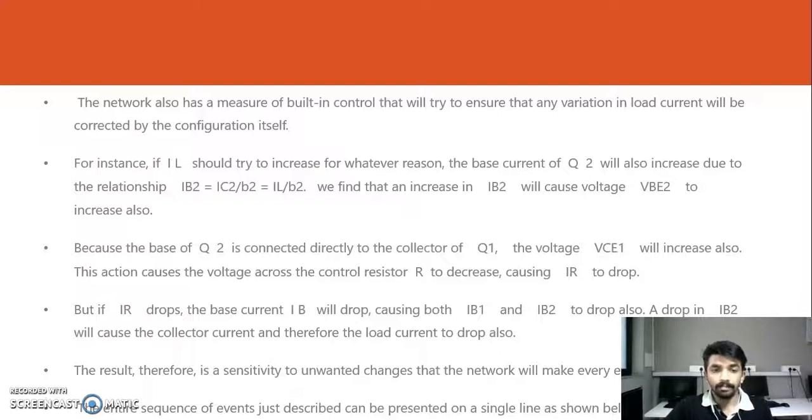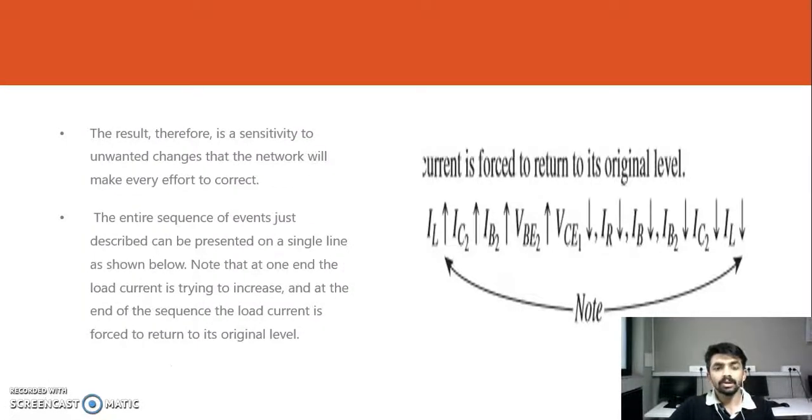If IR drops, the base current IB will drop, causing both IB1 and IB2 to drop also. A drop in IB2 will cause the collector current, and therefore the load current, to drop also. The result, therefore, is that the network is sensitive to unwanted changes and will make every effort to correct them. The entire sequence of events just described can be presented on a single line as shown below. Note that at one end the load current is trying to increase, and at the other end the load current is forced to return to its original level.